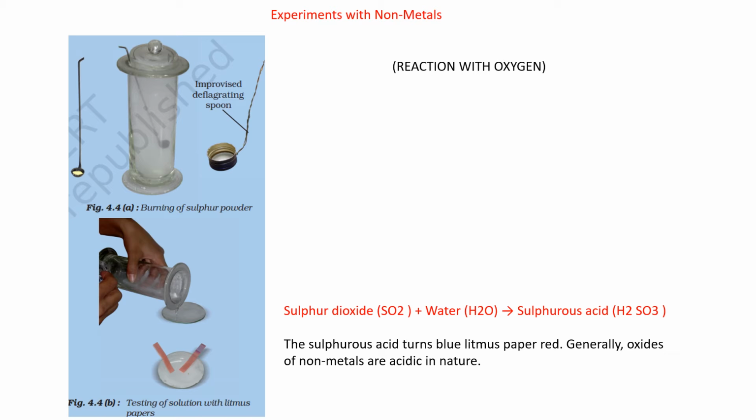And children, right now, home is not a place to do all these types of experiments. We will do that later on in school. Right now, just grasp the theory and the concept of what is going on. These are the experiments with non-metals now. So what did they do? They took some sulfur powder in this improvised spoon, and then they burned it.